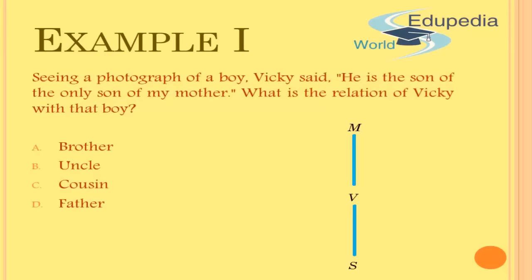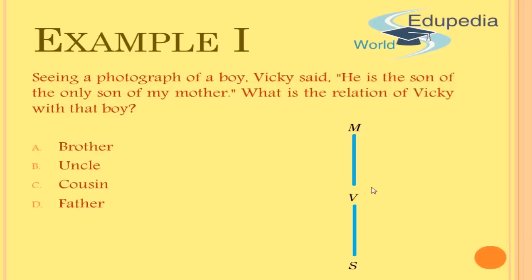What does the representation stand for? The question asks, seeing a photograph of a boy, Vicky said, "He is the son of the only son of my mother." What is the relation of Vicky with that boy? So as soon as we see this kind of a problem, this is an example of a word problem. So first of all, we will make a representation. We will draw it out.